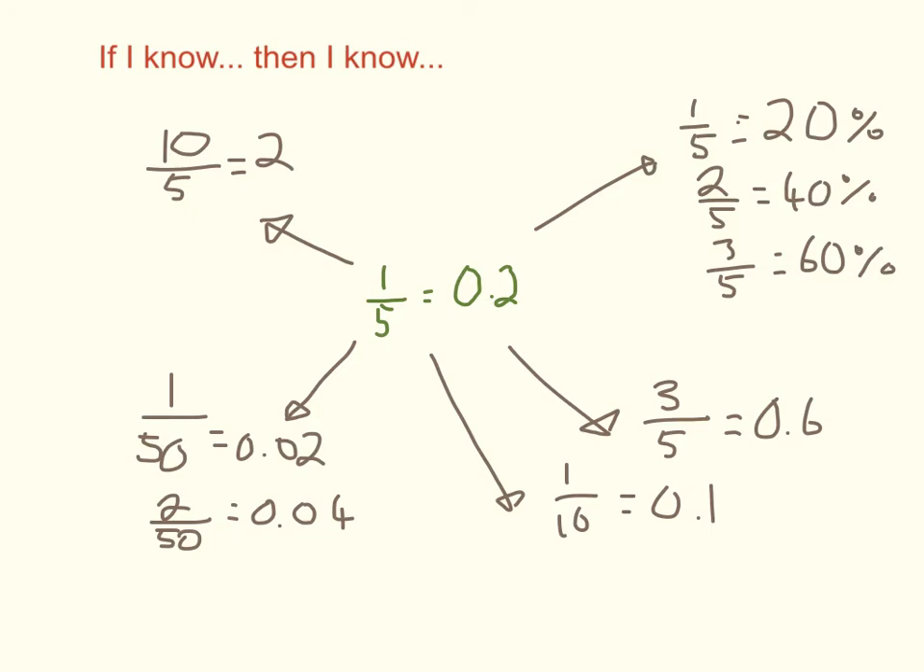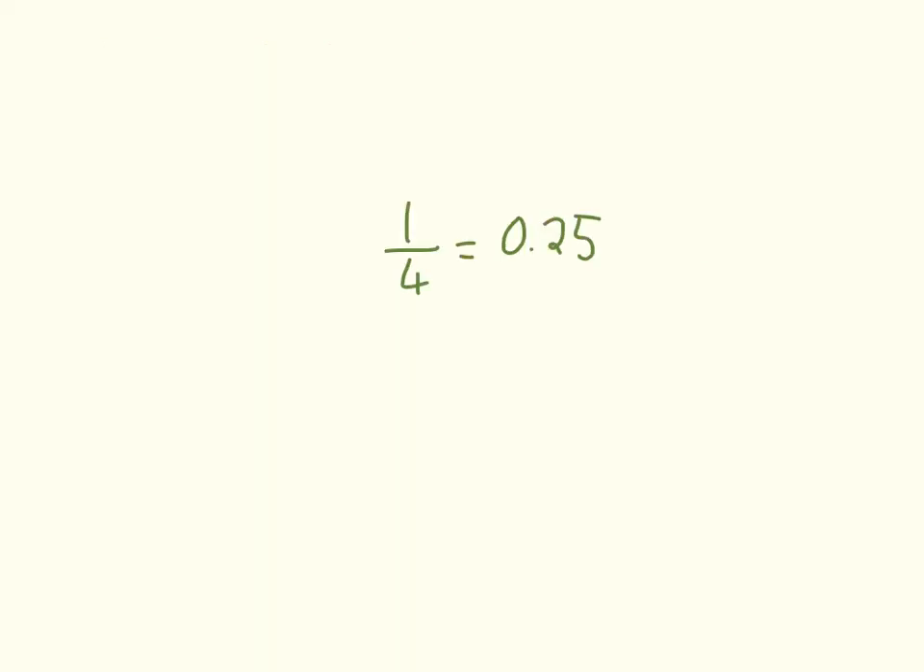And also, if I know that a fifth is 0.2, well, if I halve a fifth, I have a tenth, and so I'd have to halve my 0.2 to get 0.1. It's all just me making connections.